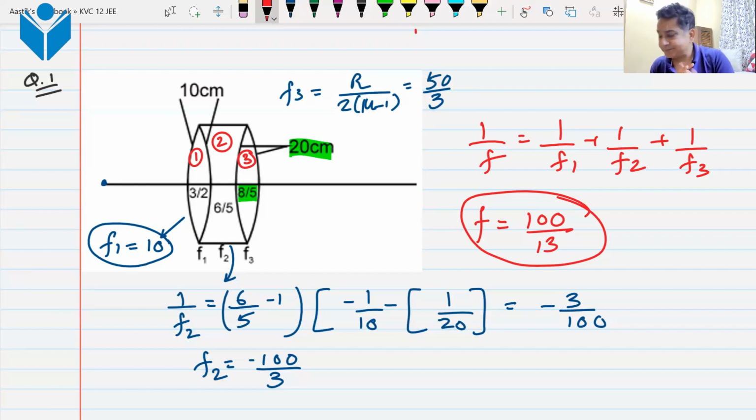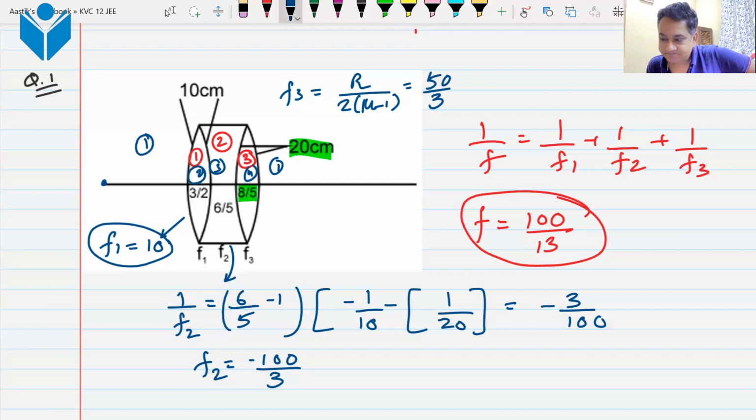Anyone understood this? Yes, beta. Sir, can we solve this problem by using the formula 1 by F is equal to mu 2 minus mu 1 by R1 plus mu 3 minus mu 2 by R2? Can we solve this question? But if you solve this question by this, it is not just mu 1, it is mu 1, mu 2, mu 3, mu 4. The thing gets very complicated. See how many mediums are there: 1, 2, 3, 4, then again 1. Doesn't it become very complicated?